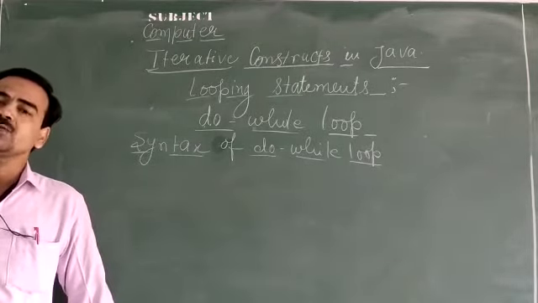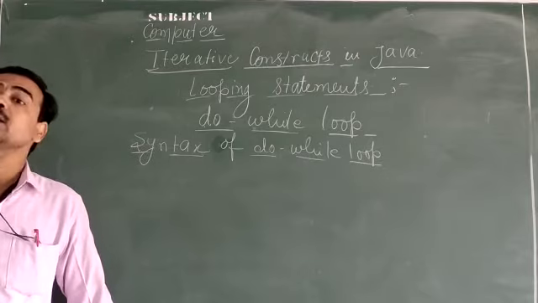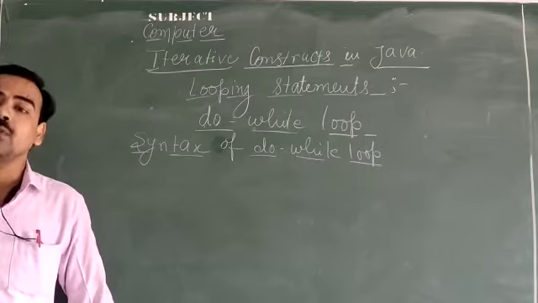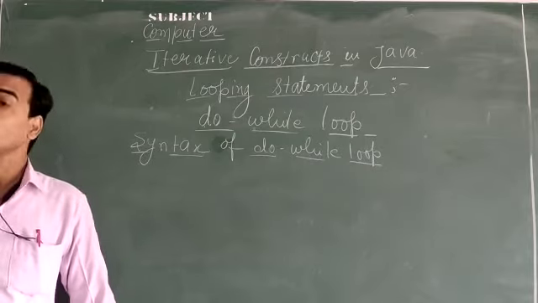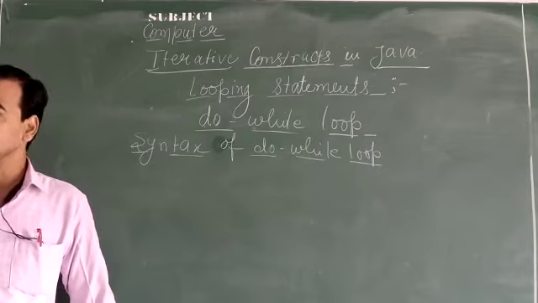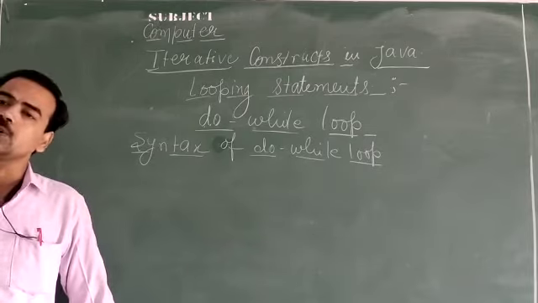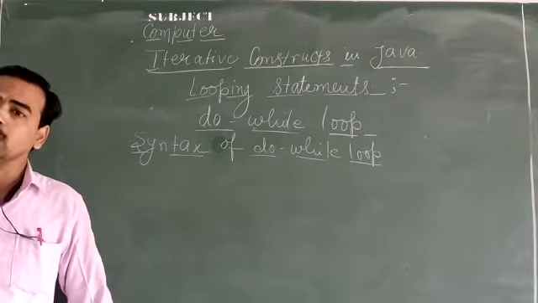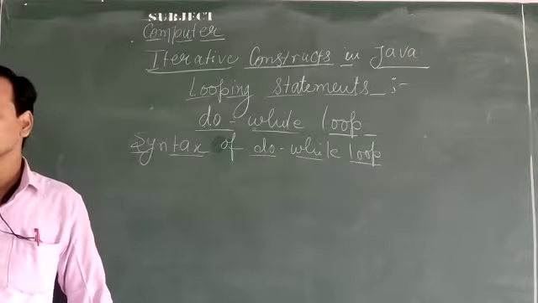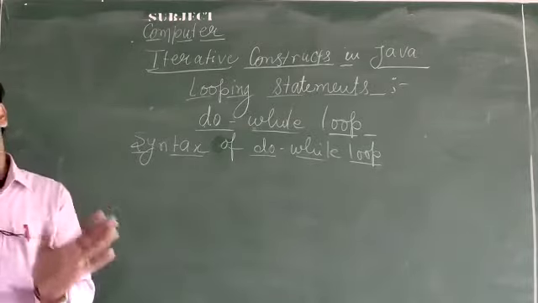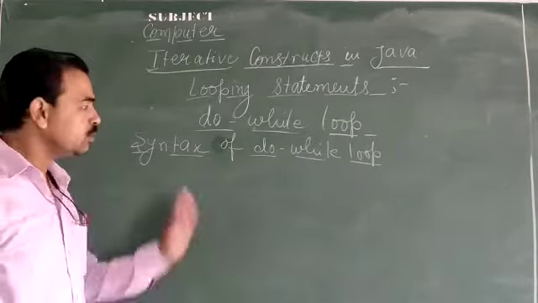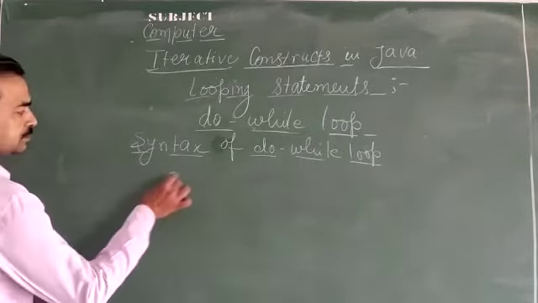So the same difference that is there between while and for, the same difference is there between for and do while. Is that clear? The for and do while is also having the same difference which is in for and while. Got it? Yes, sir. Now look at the syntax.